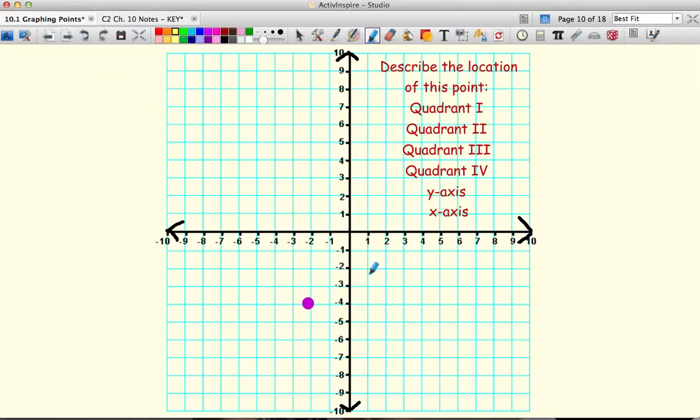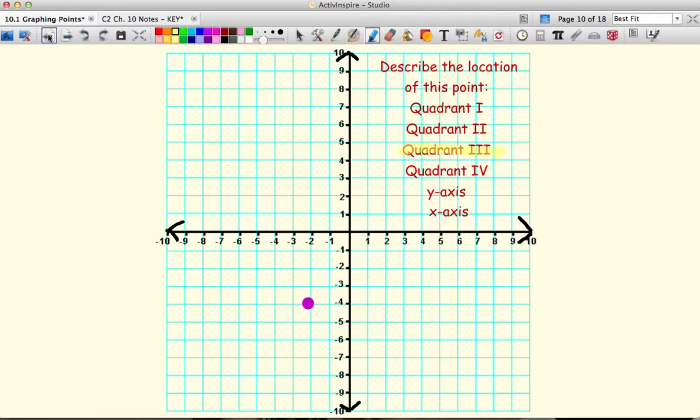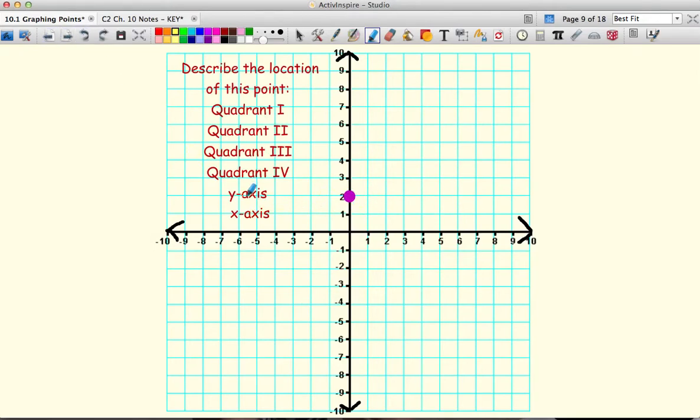Alright, so the next one we have quadrant 3. Negative and negative gives you quadrant 3. This would be on the x-axis. Okay, it can't be in both quadrant 2 and 3, so it has to be on the x-axis. Otherwise, it is fully in quadrant 2 or it is fully in quadrant 3. Okay, and this one is the y-axis. Again, it can't be in 1 and 2. It can only be in one spot, so in this case it's on the y-axis.